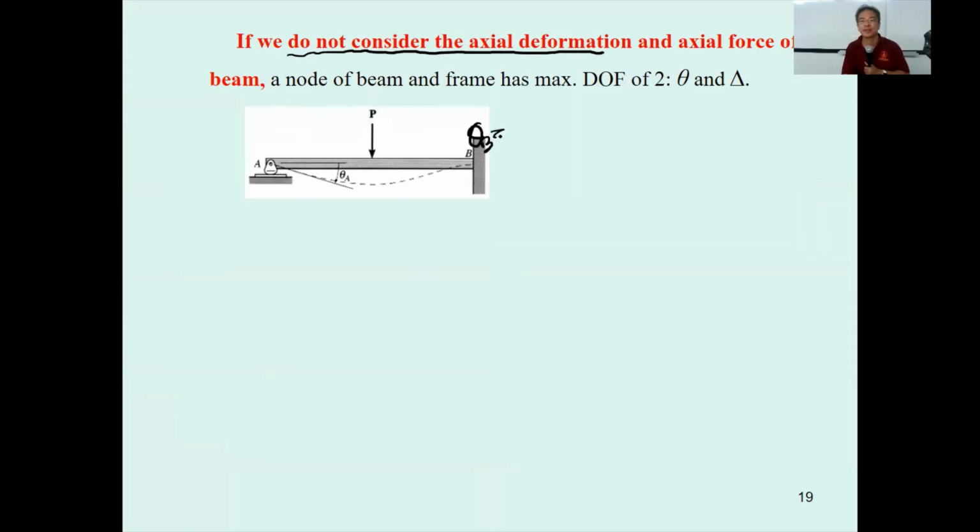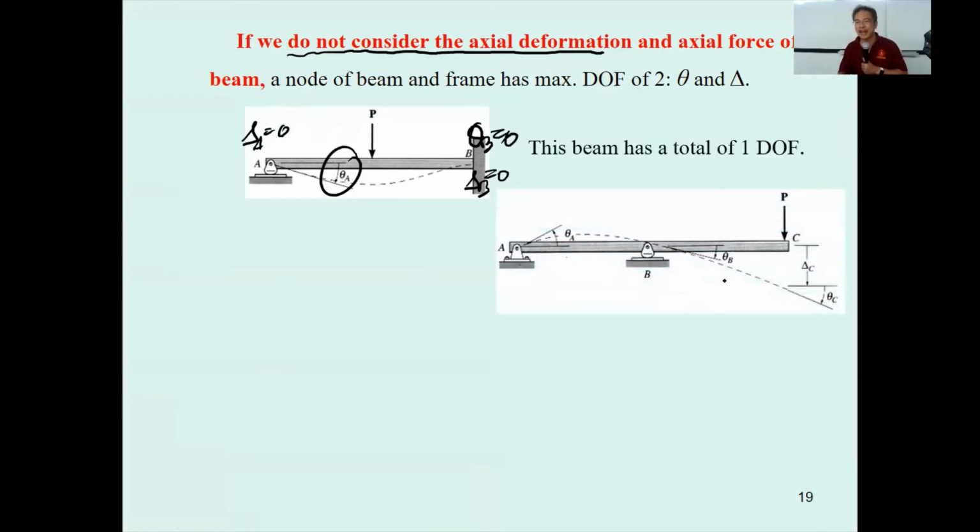So zeta sub B is 0, delta sub B is 0, and delta sub A is 0. Only zeta sub A is going to be the degree of freedom. For this one, this is statically determinate because this is pin and this is roller.